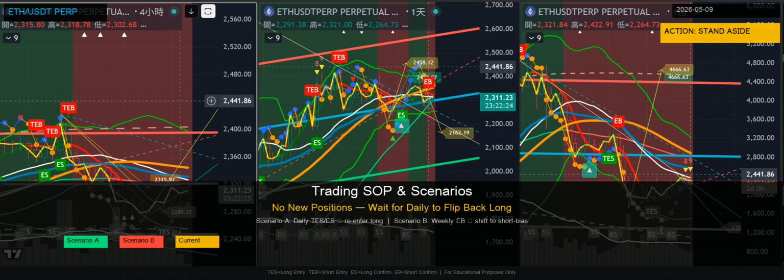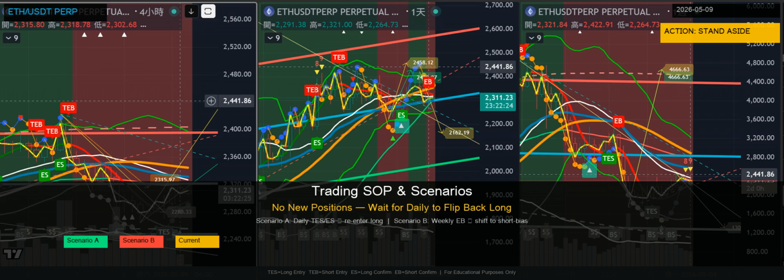Here is why. The weekly TES is still valid. You cannot chase short against a weekly long recovery. The daily EB is now dominant. You cannot open a clean long when the daily has just printed an EB. The 4-hour TES is a short-term bounce within a daily bearish structure. It is not a standard multi-time frame long setup.